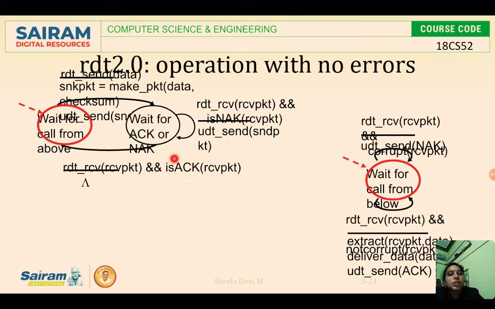If it gets a positive acknowledgement, it will move to the next state. If it doesn't get the positive acknowledgement and instead gets a negative acknowledgement, it will once again resend it and stay in the same state.